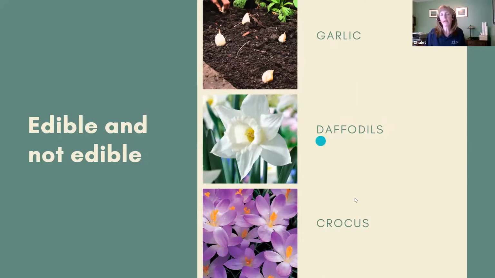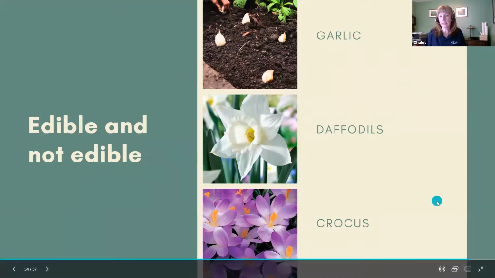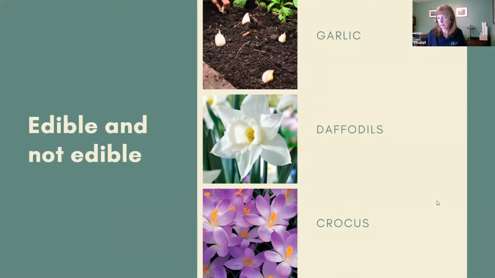Daffodils, this is a Mount Hood variety. Crocus, I like Tommy. It's a little less tasty to critters. If you're interested in bulbs, I did do a blog post earlier this year, I think in April, about my favorite bulbs that go beyond the daffodils and the crocus and the tulips, and some more interesting and unusual varieties. You can find that on our website.